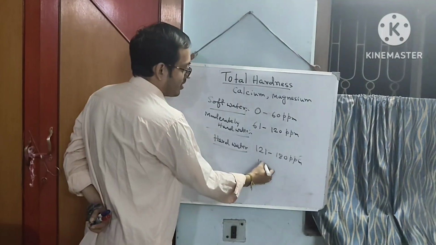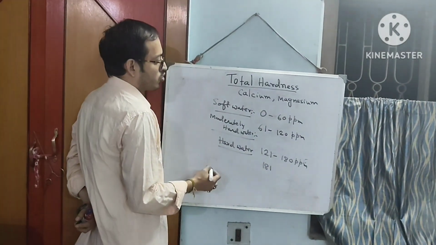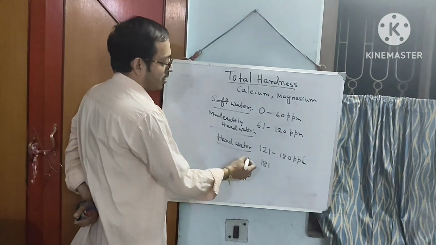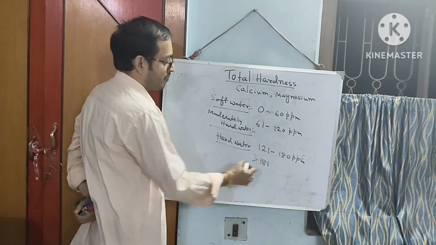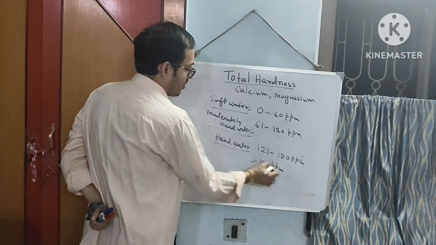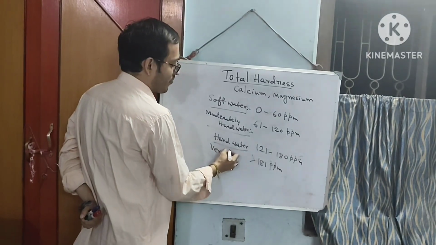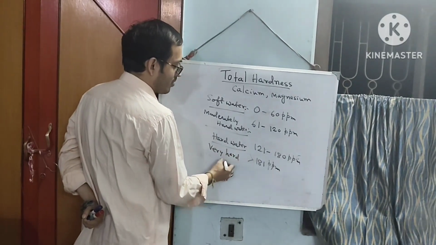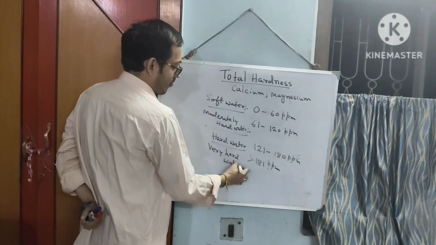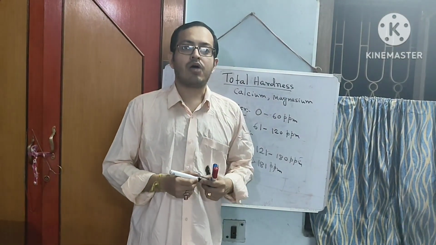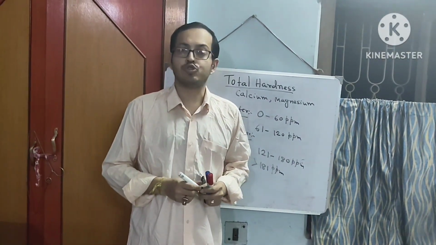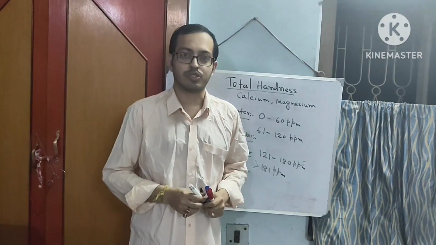Next one, when the total hardness value is greater than 180 ppm, this is very hard water. Total hardness above 500 ppm is not recommended for human consumption.